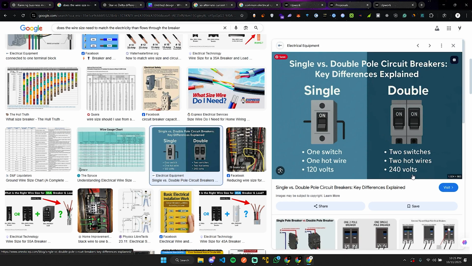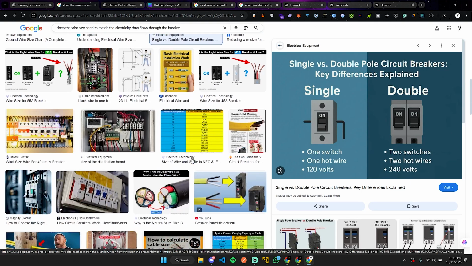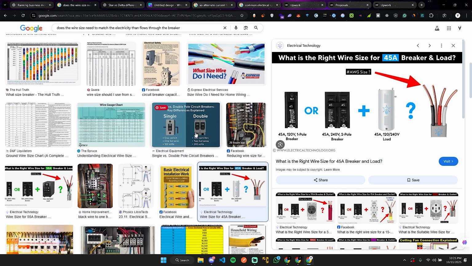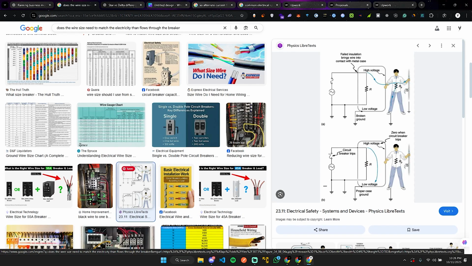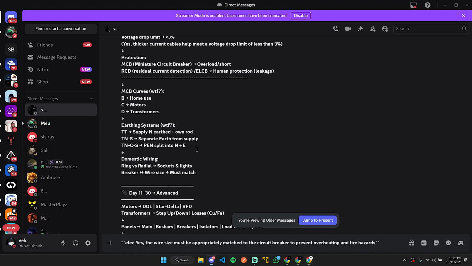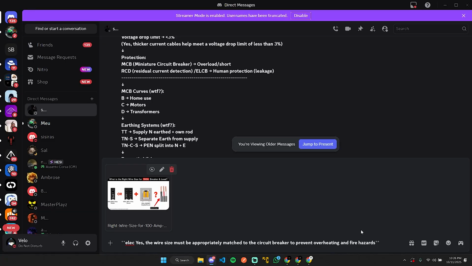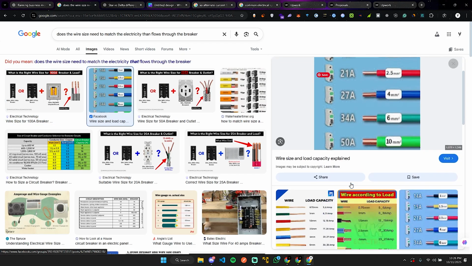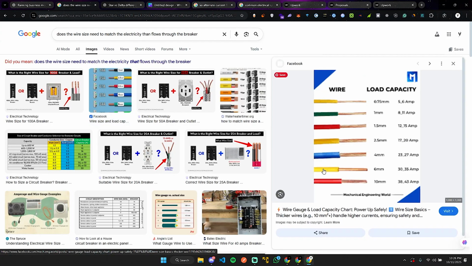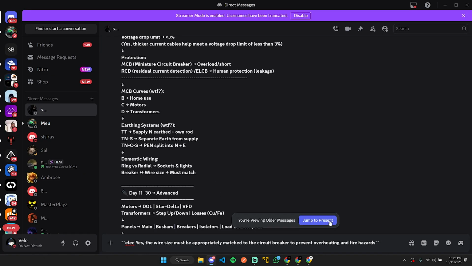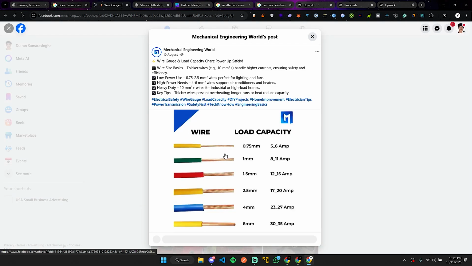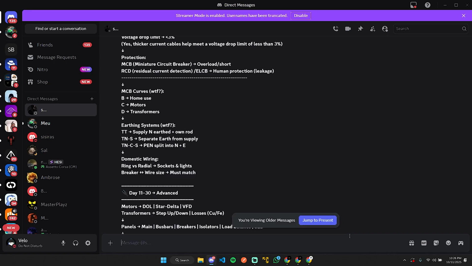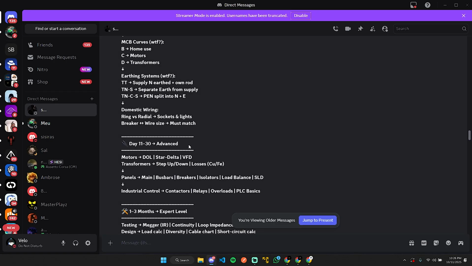Okay, so the voltage needs to match the, okay. I don't exactly fully get it, but I need to get familiar with these symbols as soon as possible. Oh, so it's different? Okay. Let's grab this. I think this is better. Copy image. Boom. Okay, so advanced motors, DOL, star and delta.